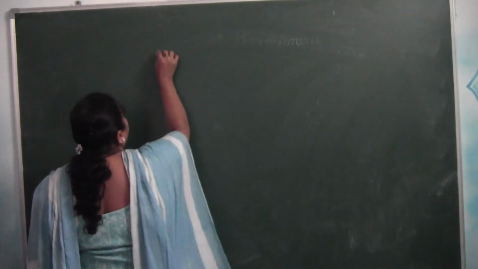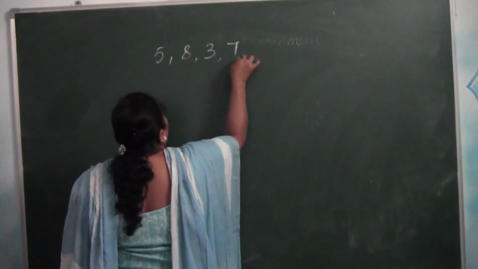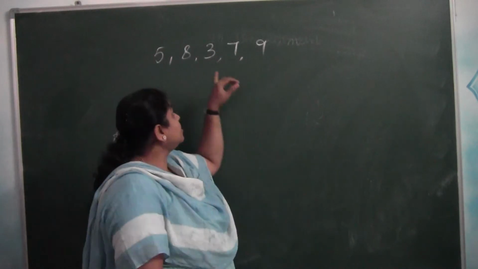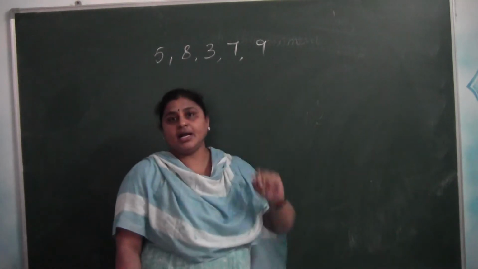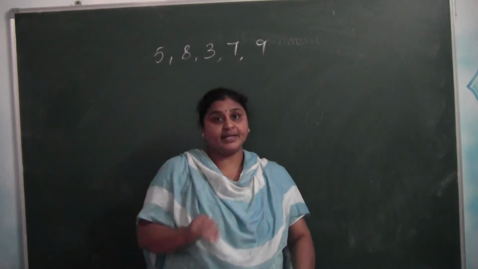Say I have 5, 8, 3, 7, 9. I have 5 digits over here. What are those? 5, 8, 3, 7 and 9. And you have to form the smallest and the greatest number.